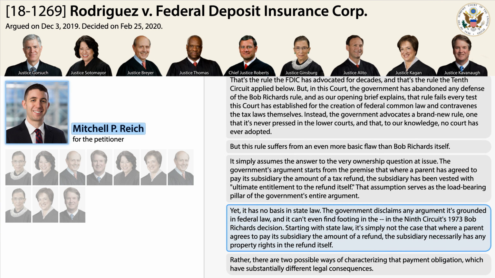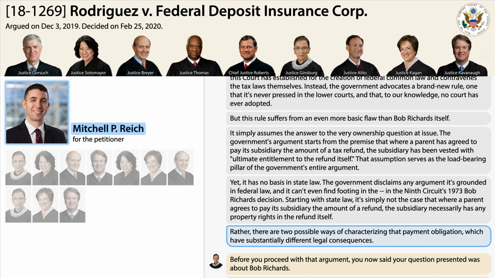The government disclaims any argument it's grounded in federal law, and it can't even find footing in the Ninth Circuit's 1973 Bob Richards decision. Starting with state law, it's simply not the case that where a parent agrees to pay its subsidiary the amount of a refund, the subsidiary necessarily has any property rights in the refund itself. Rather, there are two possible ways of characterizing that payment obligation, which have substantially different legal consequences.